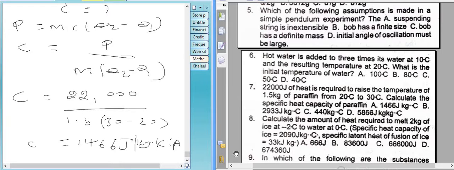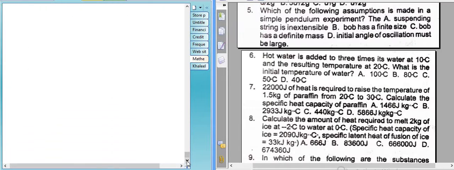Now question 8. Calculate the amount of heat required to melt 2 kg of ice at minus 2 degrees C to water at 0 degrees C. The specific heat capacity of ice is 2090 joule per kilogram per Kelvin, and the specific latent heat of fusion of ice is equal to 33 kilojoule per kilogram. So this is a latent heat of melting of ice.